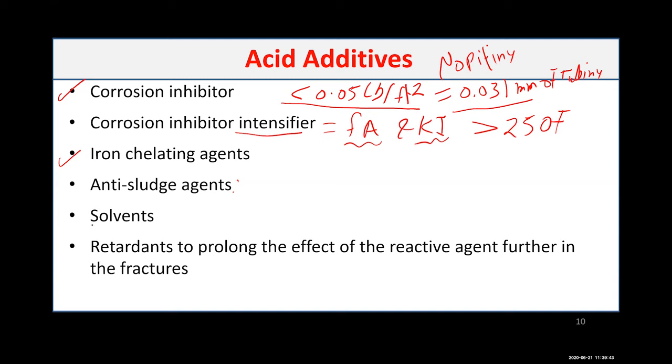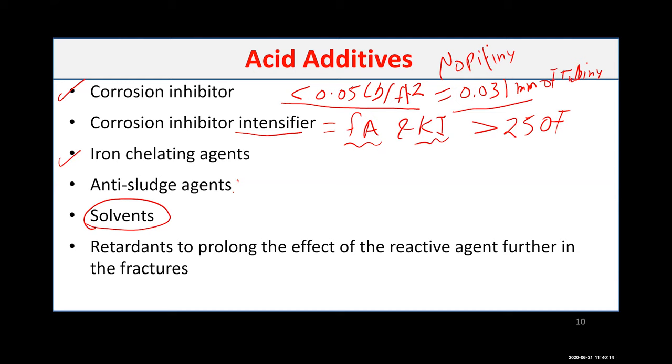The fifth additive is a solvent. That's when you have a lot of organics precipitated in your formation and you actually need something to remove it. In one case, I remember you can pump HCl into calcium carbonate, and we know HCl and calcium carbonate react extremely fast. However, we noticed that HCl was not able to dissolve the calcium carbonate, and we were not sure why until we saw the actual sample.